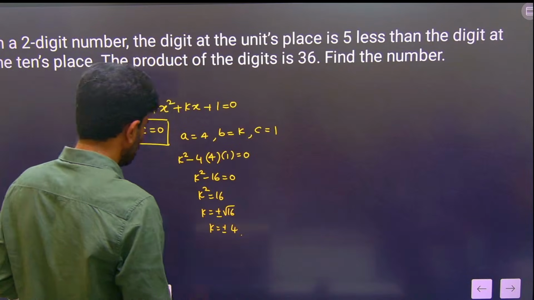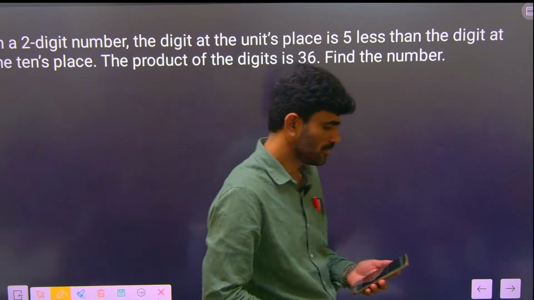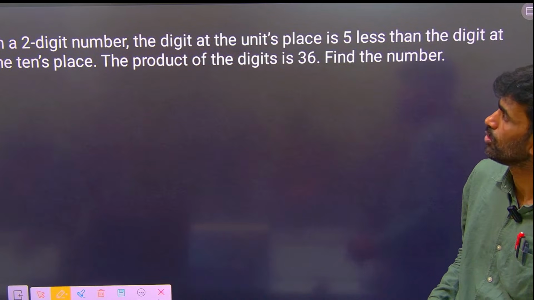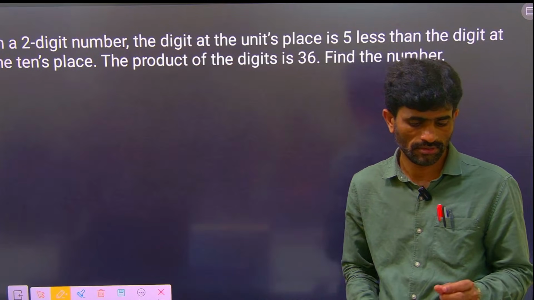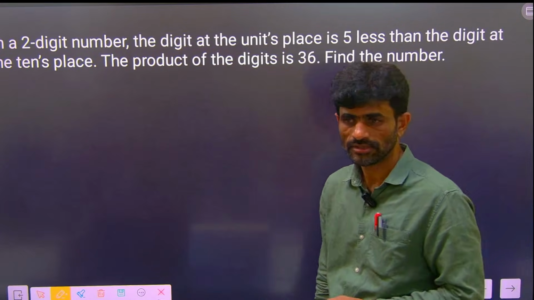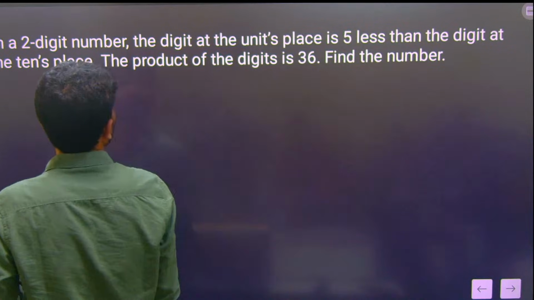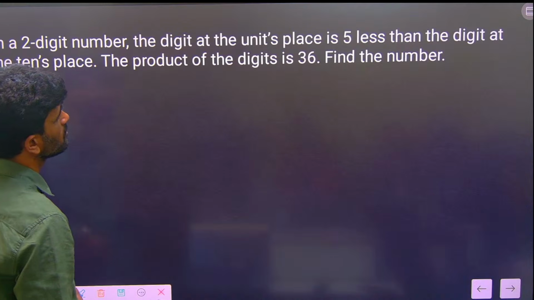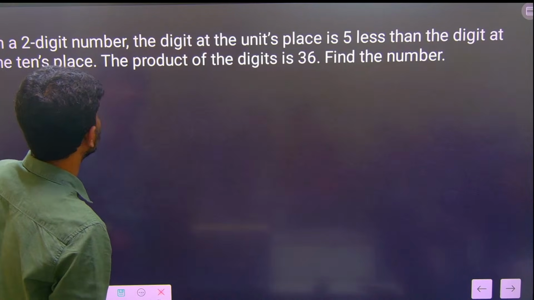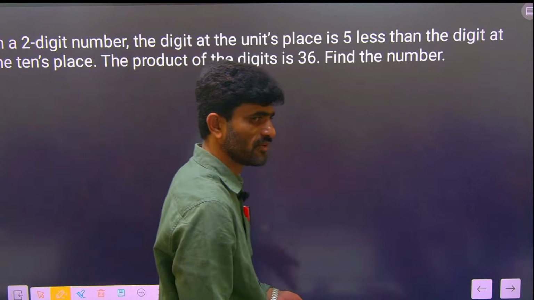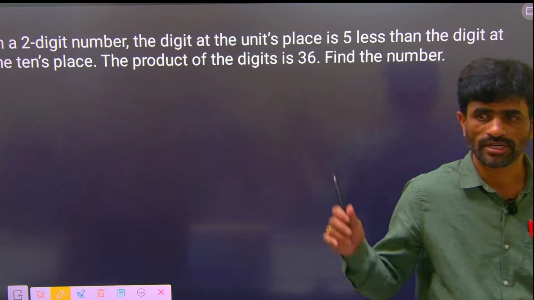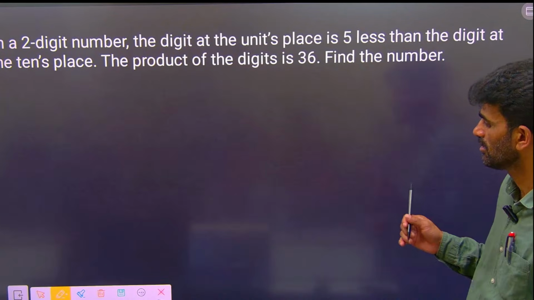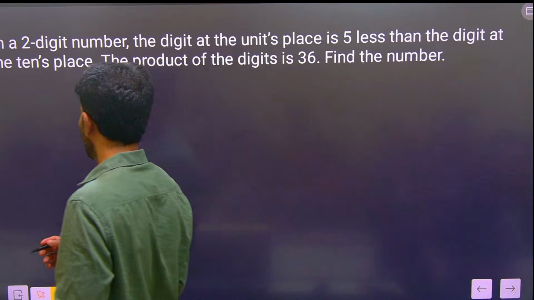Again a word problem. Try to get the equation quickly. I told you, for a 2-digit number, what should be taken? x value, tens place. The 2-digit number: the digit at the units place is 5 less than the digit at the tens place. So 10x + y, 10y + x also is not required here. What is given first? The product of digits is given. We will take x in tens place, y in ones place.